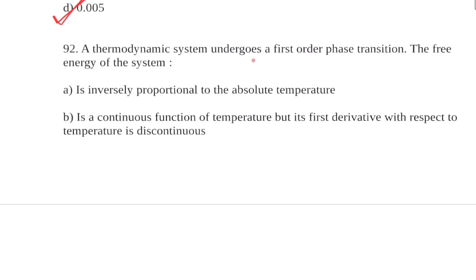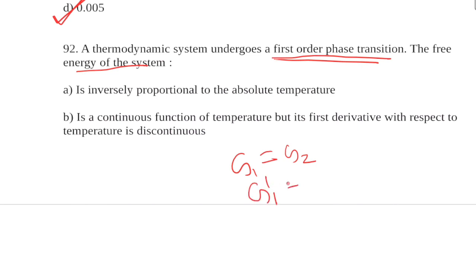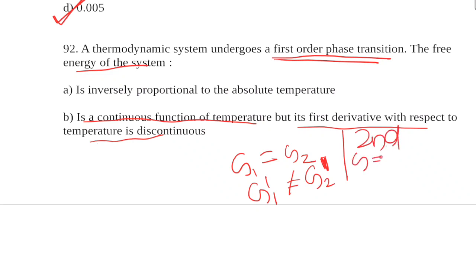A thermodynamic system undergoes a first order phase transition. The free energy of the system. So for first order phase transition, we know Gibbs free energy will be continuous, but its first derivative will be discontinuous. So Gibbs free energy is a continuous function of temperature, but its first derivative with respect to temperature is discontinuous. And in second order phase transition, Gibbs energy is continuous, Gibbs first order derivative is continuous, but the second order derivative is discontinuous.